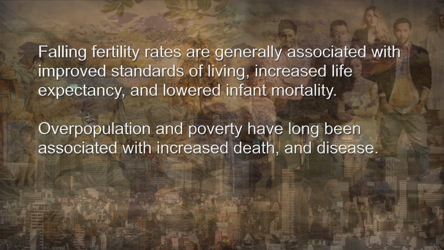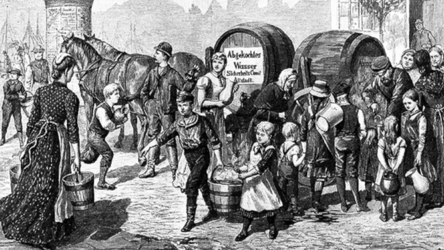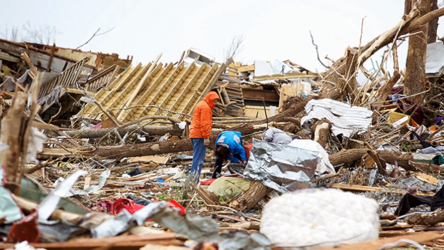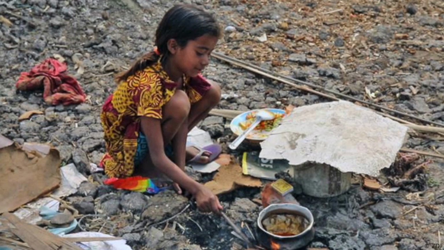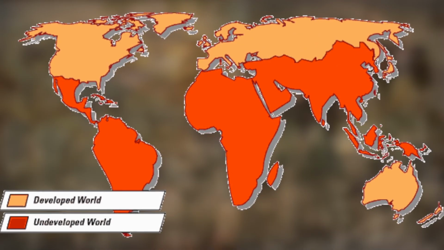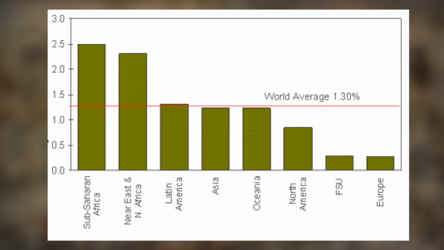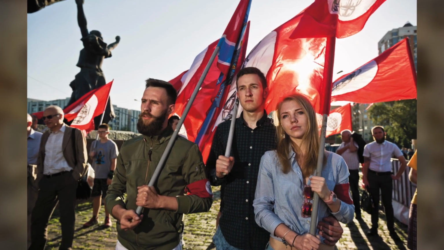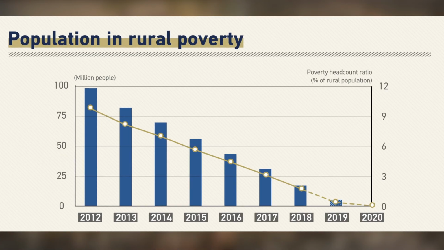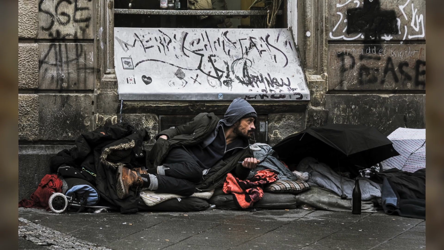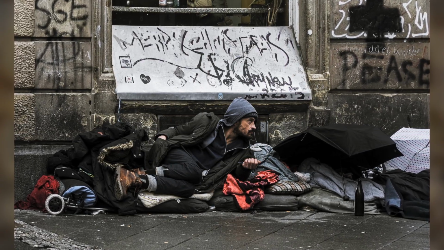Overpopulation and poverty have long been associated with increased death and disease. People tightly packed into unsanitary housing are inordinately vulnerable to natural disasters and health problems. Most of the world's 1.2 billion desperately poor people live in less developed countries. Poverty exists even in more developed countries. One in 5 Soviet citizens reportedly lives below the country's official poverty line. In the United States, 33 million people, 1 in 8 Americans, are below the official poverty line.